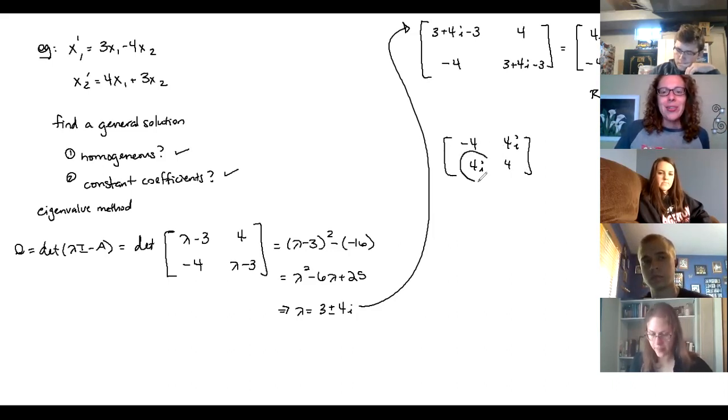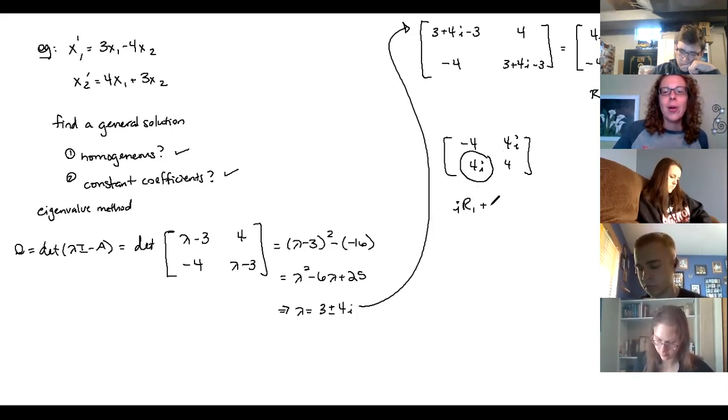Okay, so we want to make this 4i go away down here, right? That's the one that we need to make go away. So we can do i times row 1 plus row 2 gets sent to row 2. Making sense? i times row 1 plus row 2 gets sent to row 2.